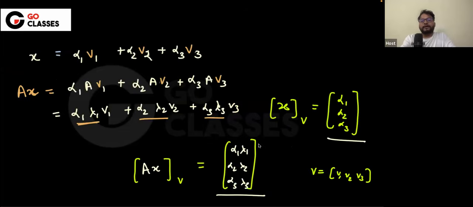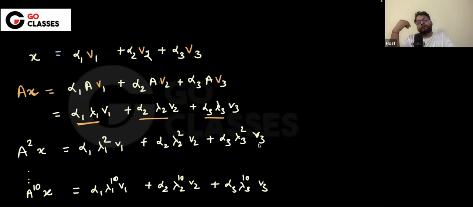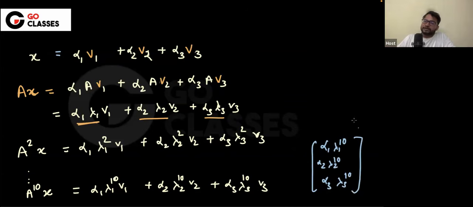Now, if you keep on multiplying the A, so now what are the coordinates of A power 10 x? These are the coordinates, right? You will say it is alpha 1 lambda 1 power 10, alpha 2 lambda 2 power 10, like this, and alpha 3 lambda 3 power 10, if these are the three coordinates. So these are the coordinates of A power 10 x, but not the standard coordinates, obviously. These are the coordinates with respect to v1, v2, v3. Okay.